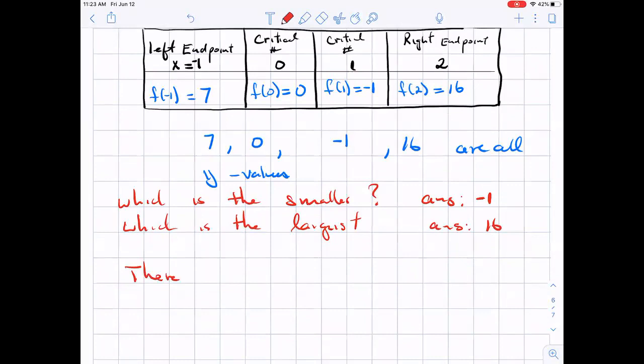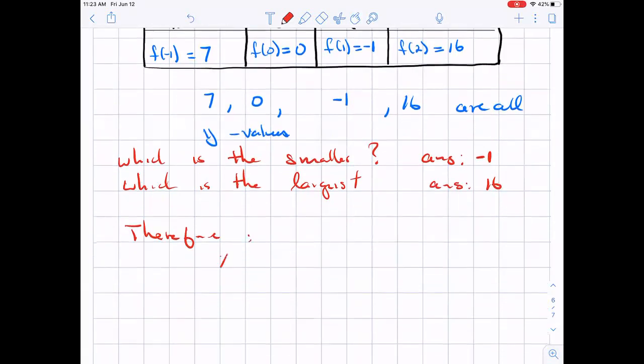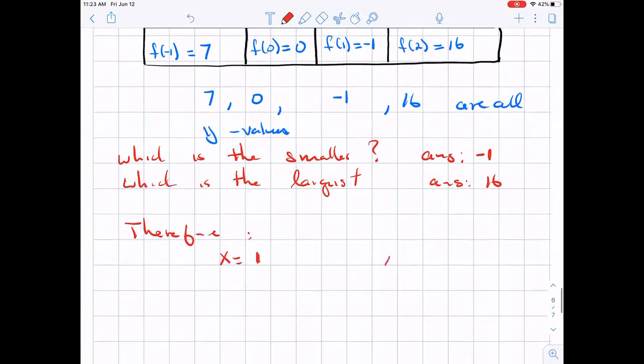Therefore, at x equals 1, and at x equals 2, we have a minimum here and we have a maximum here. So one of the critical numbers does not yield any relative min or relative max. x equals 0 does not.